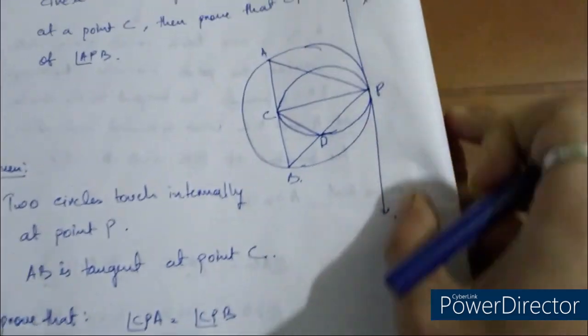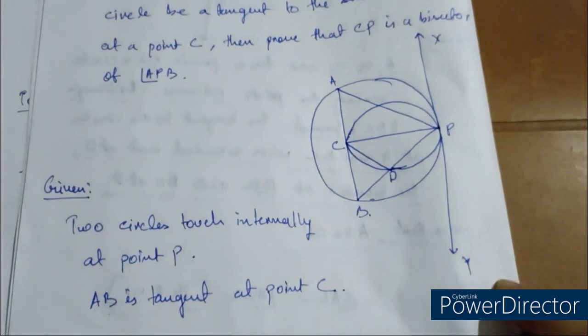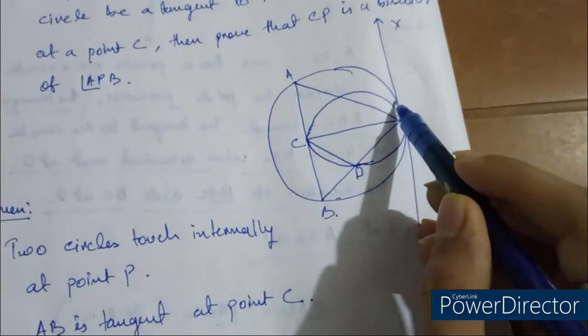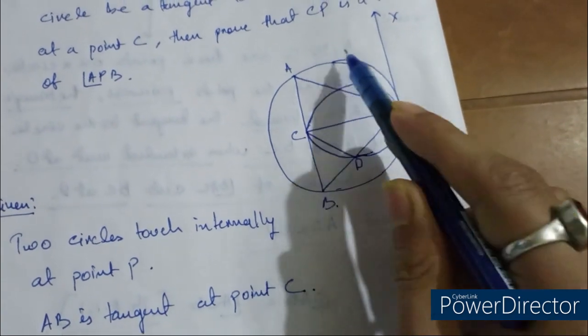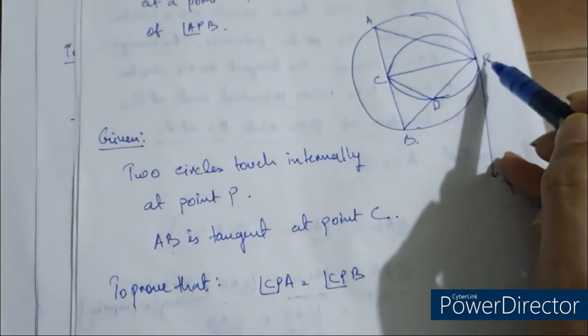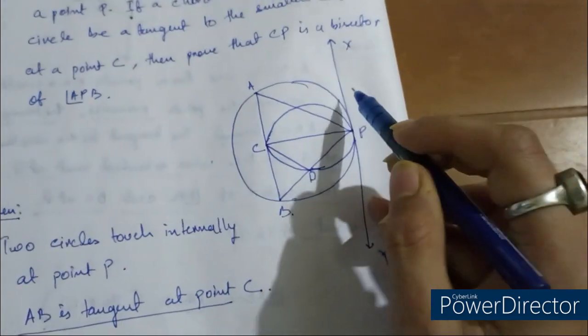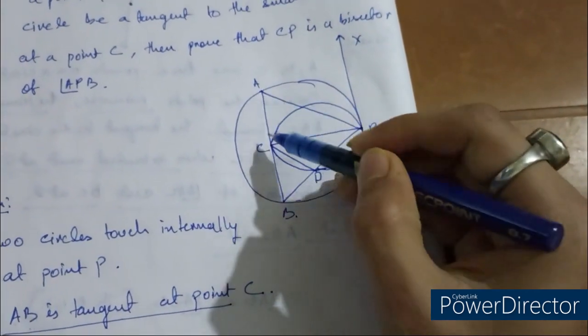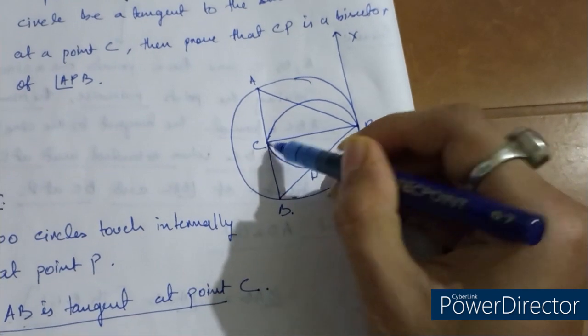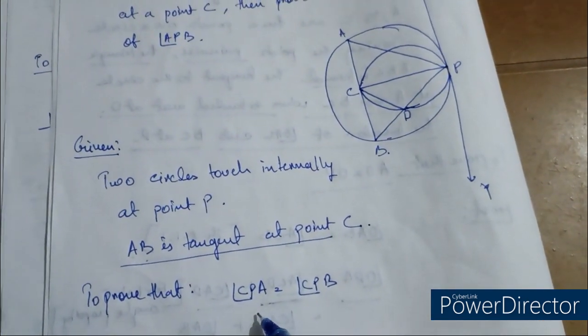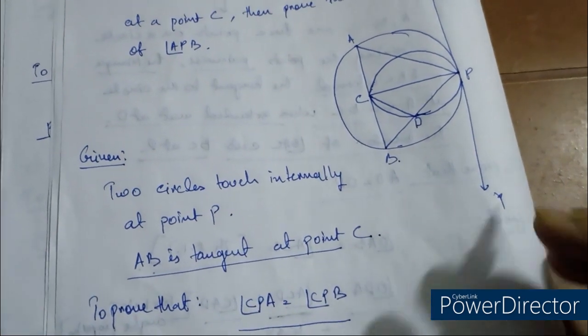This will be our diagram here. Two circles touch internally at point P. These two circles are there. AB is a tangent at point C. To prove that angle CPA is equal to angle CPB.